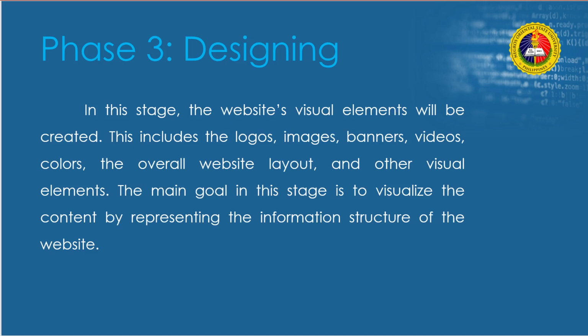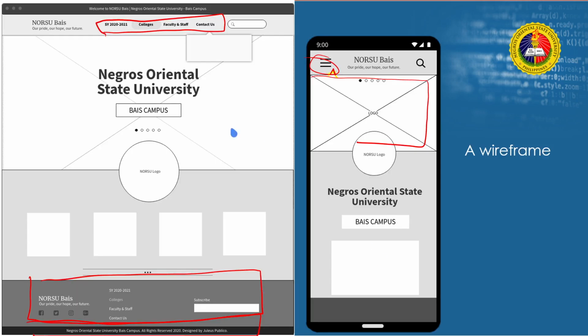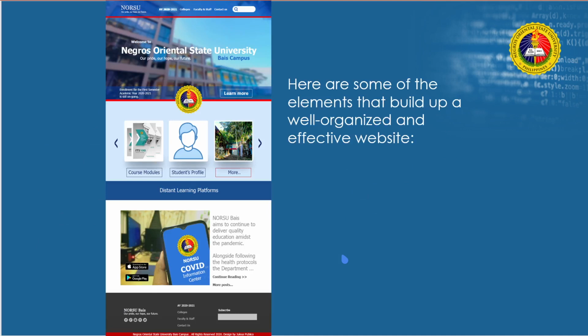What are elements, by the way? These are the text, pictures, and graphics that we'll be adding to the website. We have to somehow see it, and that's the time that we are going to be doing the design stage. So again, the main goal in this stage is to visualize the content by representing the information structure of the website. Remember the wireframe we saw during the planning stage? And this is how it's going to look once we design it.